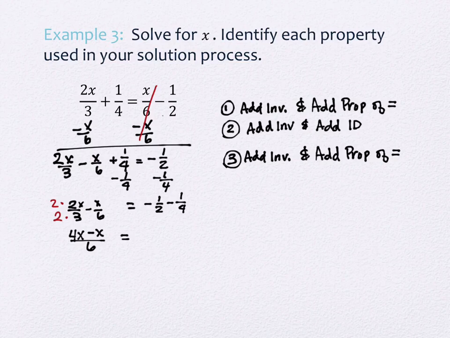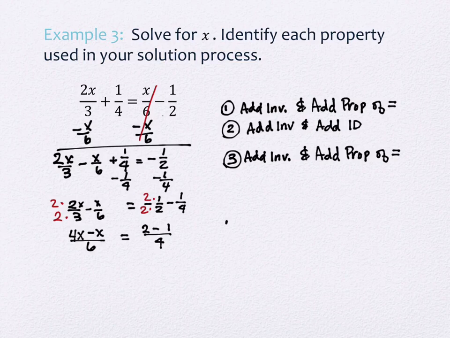I can do the same sort of thing on the right-hand side. What do you notice between the 2 and the 4? The 2 times the 2 would give me a 4. So I can do the same thing that I just did on the left-hand side. That leaves me with a 2 on the top minus 1 over 4.